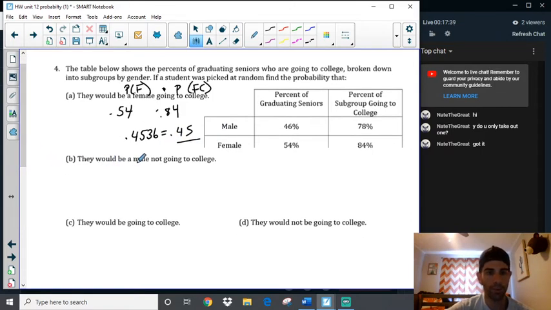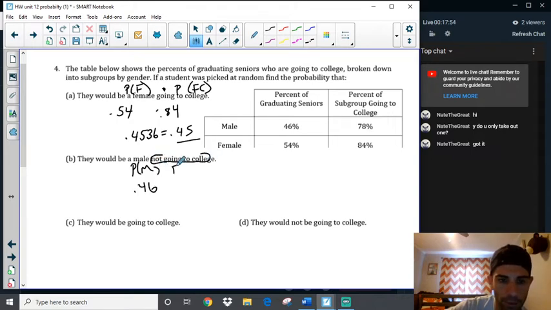Okay, B. They would be male, not going to college. So again, very similar, but you have to be careful because now here you need to know the male, and that's right here at 0.46. Now it says not going to college. Probability of not college. So if you look at this, they didn't give you the probability of not going to college. They only gave you the probability of going to college. So you have to do 1 minus, okay, the 78. So 22% would not be going to college.